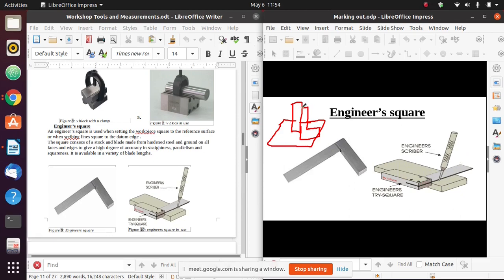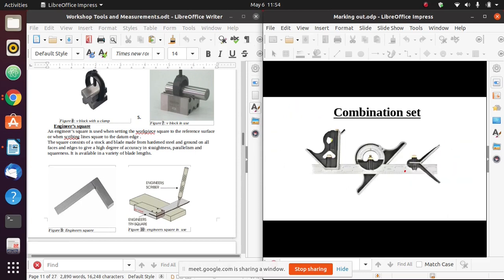So as I drill, or when I'm making internal threads manually, I'll put my engineer square next to that tap or that drill bit, so that it is drilling perpendicular to that workpiece. So we are testing the squareness of that drill, or we can draw perpendicular lines on the workpiece. So that is what we use an engineer square for.